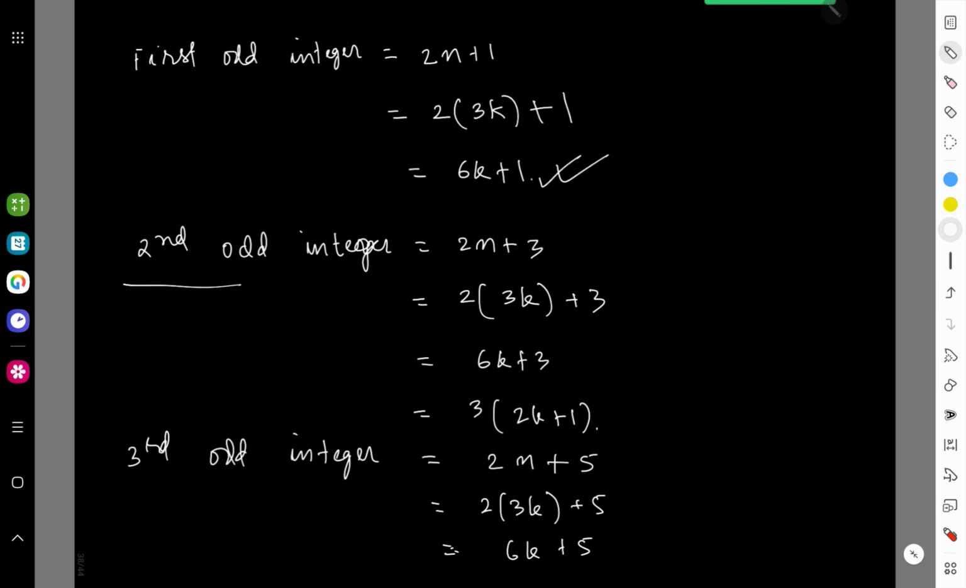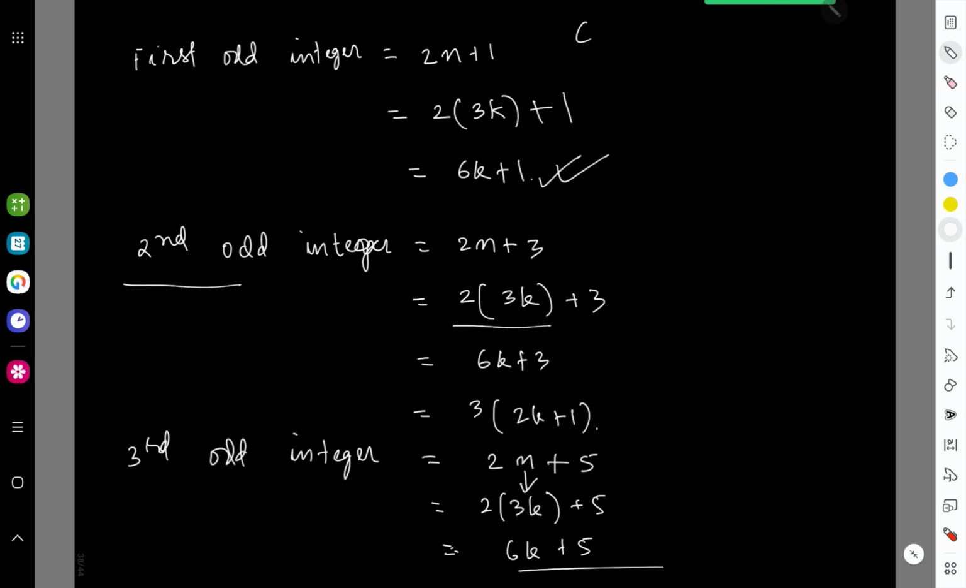Moving on to the second odd integer, 2n plus 3. Substituting the value n is equal to 3k, 2 into 3k gives 6k plus 3. We can take 3 common, so this is a multiple of 3. For the third odd integer, 2n plus 5, this is the general form. Substituting the value of n, we get 6k plus 5.